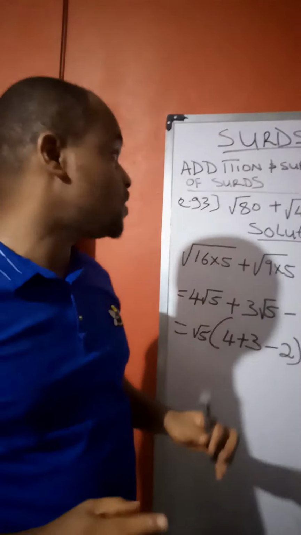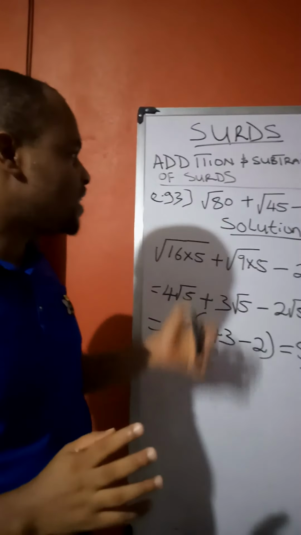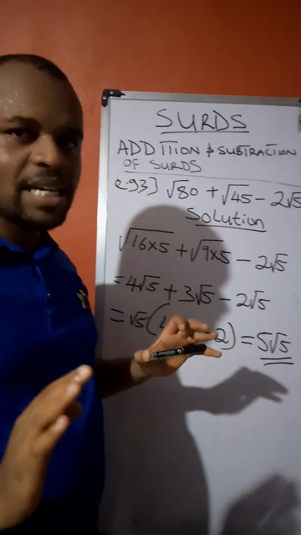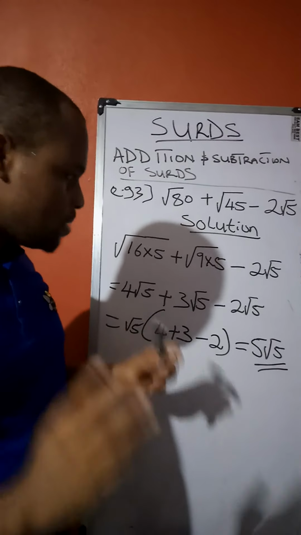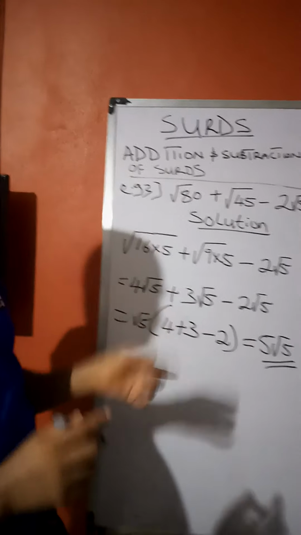I hope with this we've understood how to do addition and subtraction of surds. If the questions don't have similar surds, you just leave the answer like that. You don't simplify further because they are not similar. Now we'll go to multiplication and division of surds.